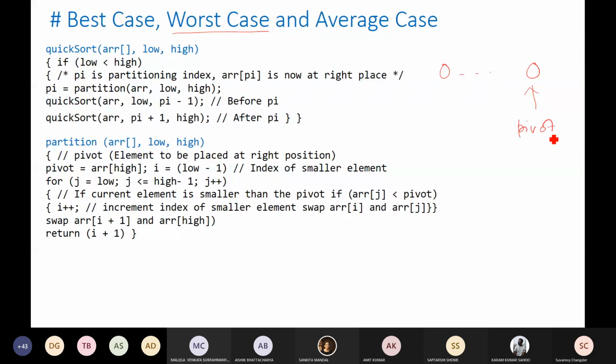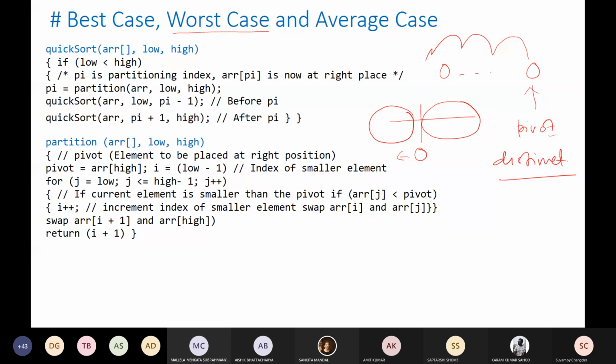If we consider this as the pivot element, we go for some comparisons within these elements, and we make a partition like this where the pivot element is placed here. All the left hand side elements are less than this pivot element, all the right hand side are greater than the pivot element. We are considering all are distinct for the sake of simplicity.